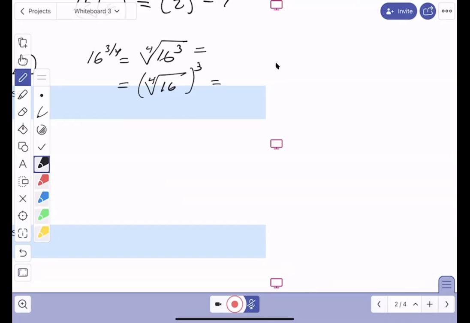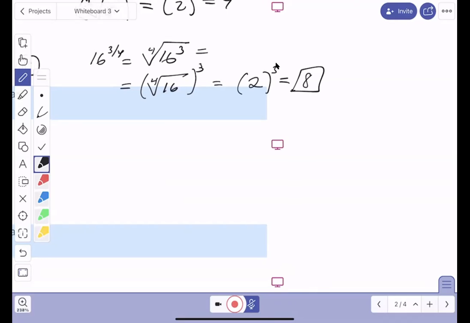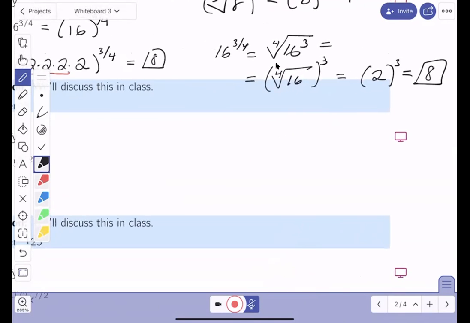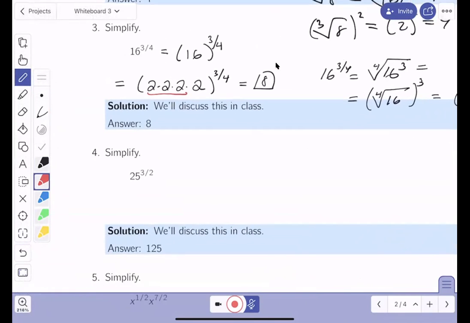And what's the 4th root of 16? 2. What's 2 cubed? 8. All right. Again, if you want to do 16 cubed in the 4th root, you could. But I gotta be honest with you, the arithmetic is way too difficult. You should appreciate how simple it was to take the 4th root of 16 though. All right, what's the answer? The answer is 8. Let's look at the key, make sure the answer is saying that, and it is.